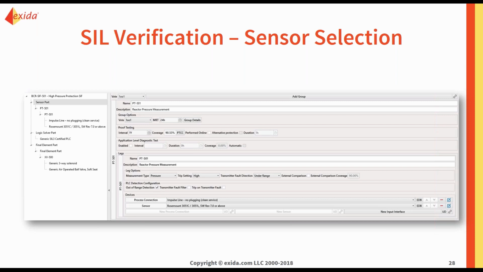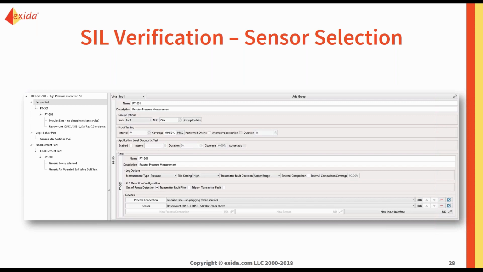You can enable this within the tool, specify an interval, a duration, a coverage, and say if your diagnostic test is initiated automatically. Here it just says automatic, but you only would select that if it's initiated automatically. Then you're going to specify your legs. So you have a name, a description.